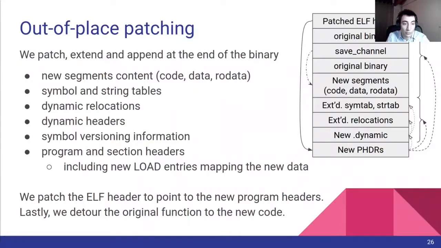So the last two things that we need to do then is to patch the elf header to point to the new program and section headers. And lastly, we have to detour the original function to point to the new code. So basically we insert a jump at the start of our original function, so in this case save channel, to jump into the new version of save channel.